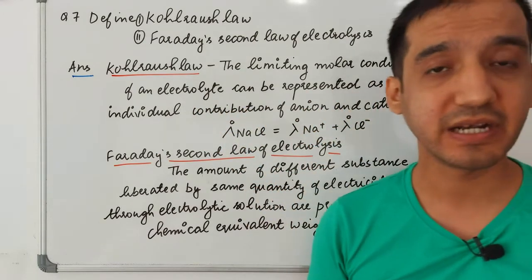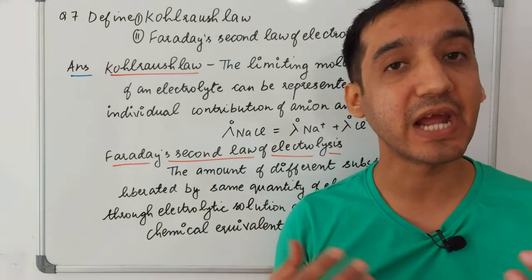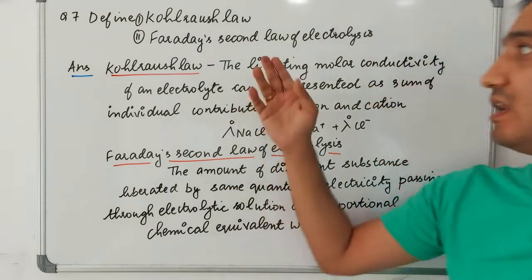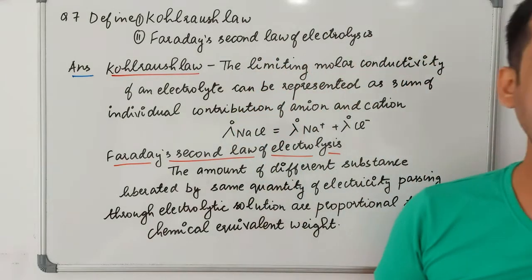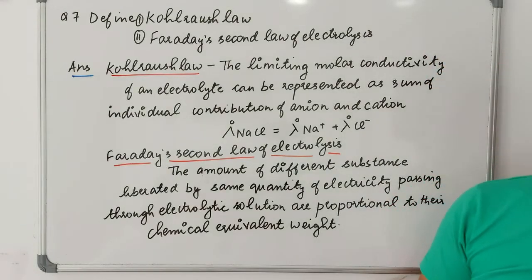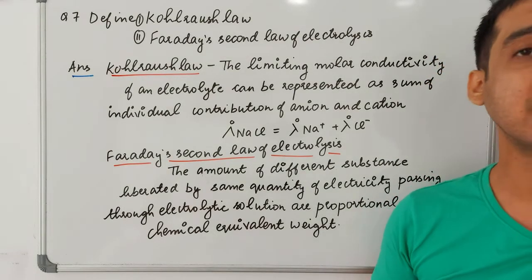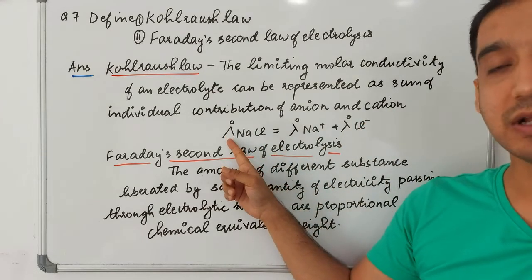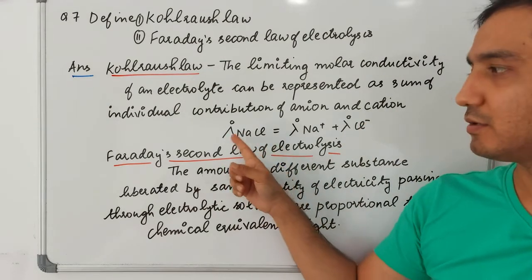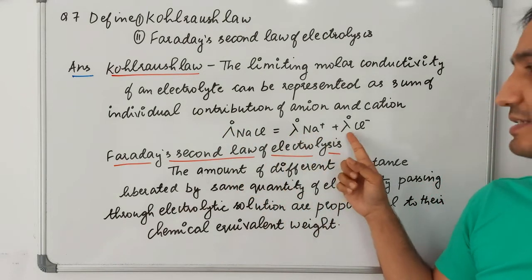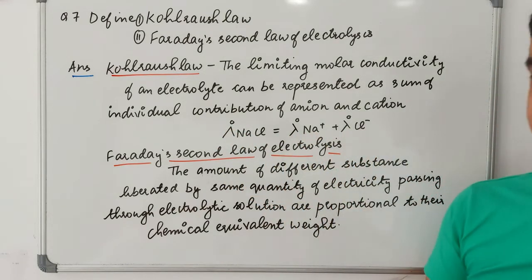So limiting molar conductivity means, when there is infinite dilution, what is the conductivity? That conductivity we call the limiting molar conductivity of an electrolyte. So that conductivity will be equal to the sum of the limiting molar conductivity of the anion and the cation. Suppose you have the limiting molar conductivity of NaCl, so that is lambda naught, it will be equal to lambda naught of Na+ plus lambda naught of Cl-.